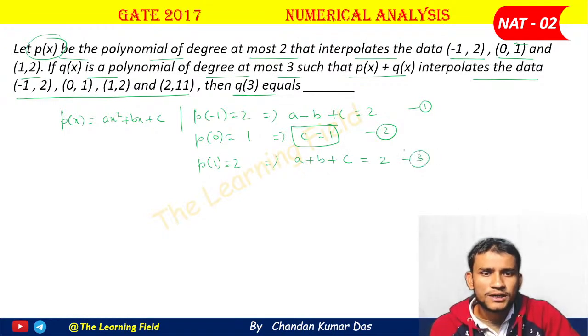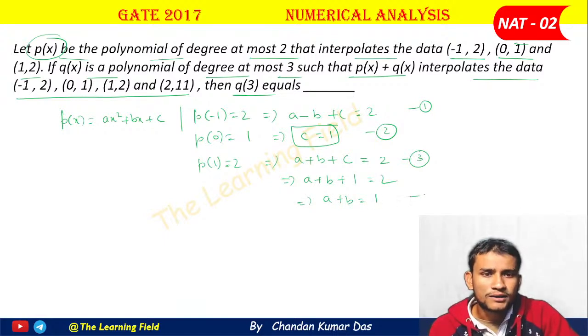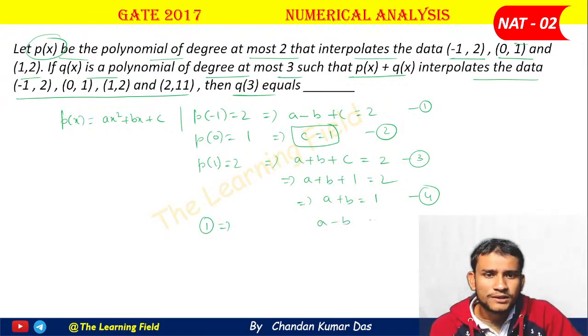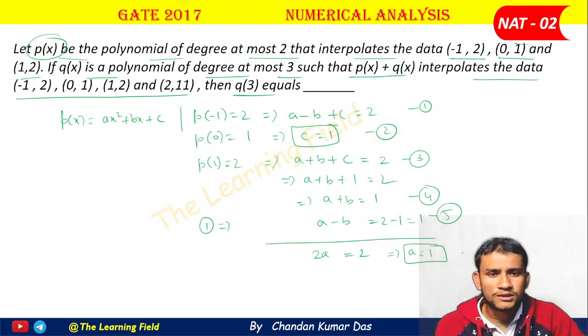Here we put the value of c. This implies a plus b plus 1 is equal to 2, that means a plus b is equal to 1. This is 4. From 2 we get, now in 1 we put the value here, so a minus b is equal to 2 minus 1, which is equal to 1. We now solve equations 4 and 5 for a and b. If we add, then 2a is equal to 2. This implies a equal to 1 and b equal to what?